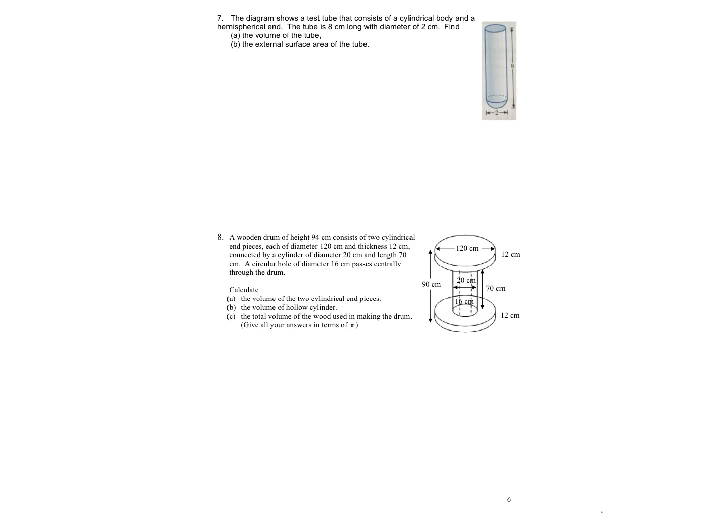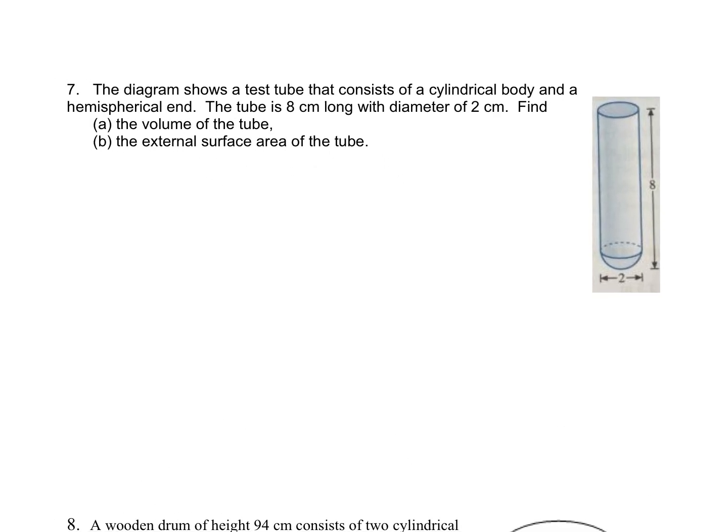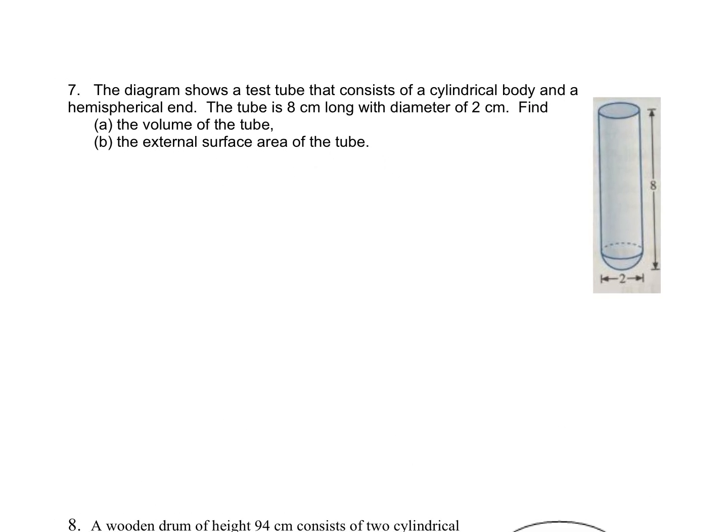When we come back tomorrow, take note that we will go through the tougher questions tomorrow. Okay, this one. I have a cylinder, and a hemisphere below. So it is made up of a cylinder and a hemisphere, and the tube is 8 cm long. The diameter is 2. So can you find the volume of the tube?